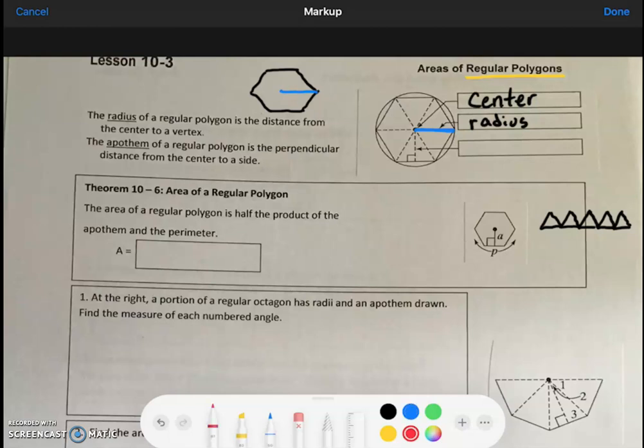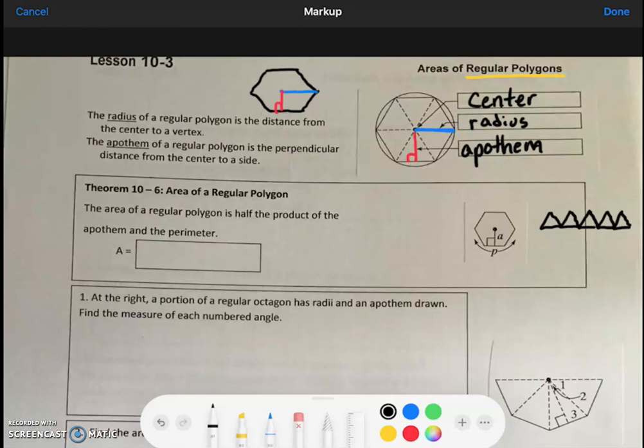This next one is going to be the most important new word here. From the center straight down 90 degrees with the hexagon, so straight down from the center 90 degrees with the hexagon, that is going to be called the apothem. Apothem. All right, and that is going to be one of the important words for this work here.